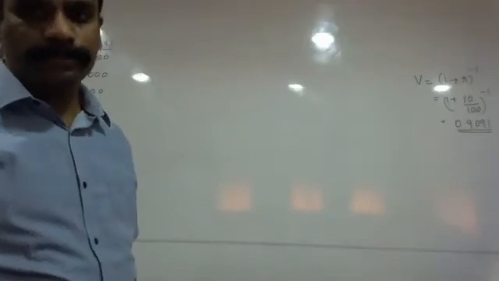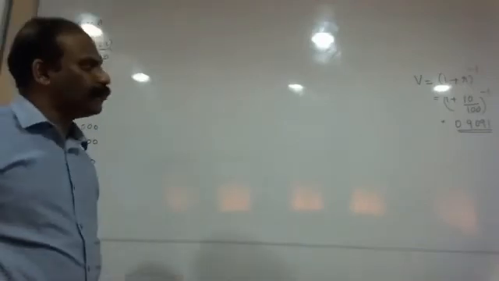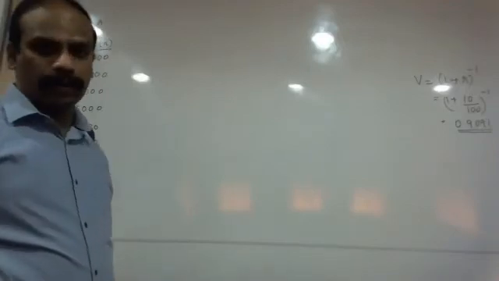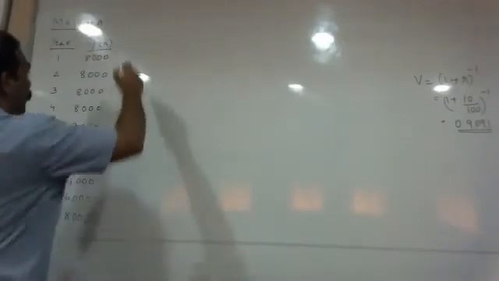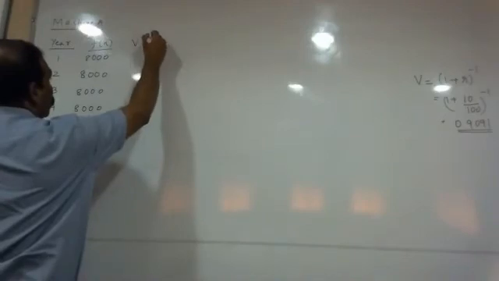Yes or no? Yes, sir. Got the value of V as 0.9091. Now I am supposed to find the value of V to the power of n minus 1.